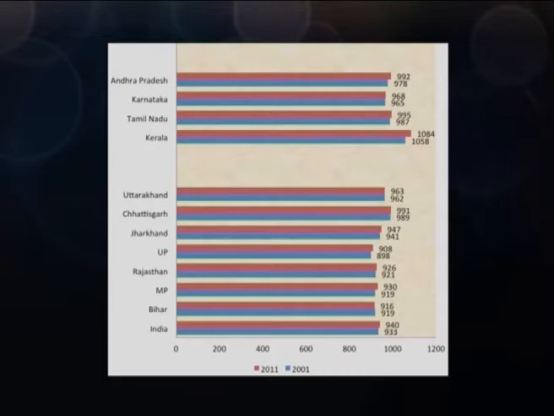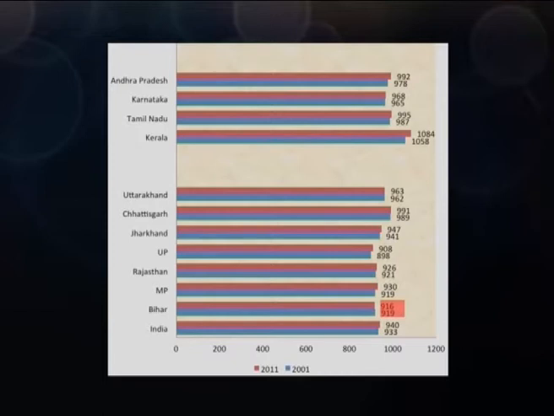This figure shows that the sex ratio in India has improved from 933 in 2001 to 940 in 2011, and with the exception of Bihar, all the states in the south as well as north have shown improvement in the sex ratio. In Bihar, the sex ratio has declined from 919 in 2001 to 916 in 2011.